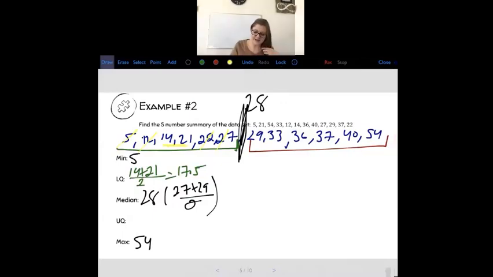Okay, and then over here, for the upper quartile, we cross off our numbers. And then again, we have 2. So what's in between 36 and 37?